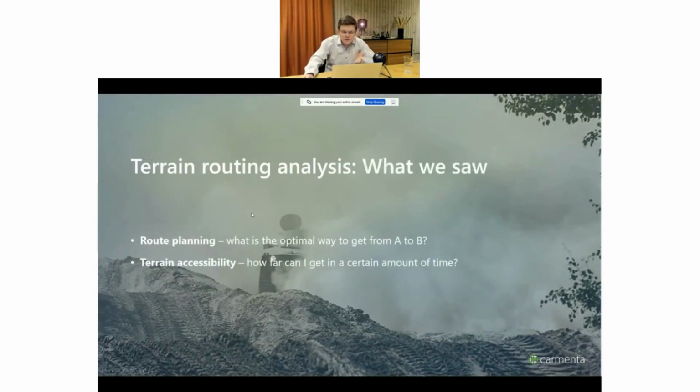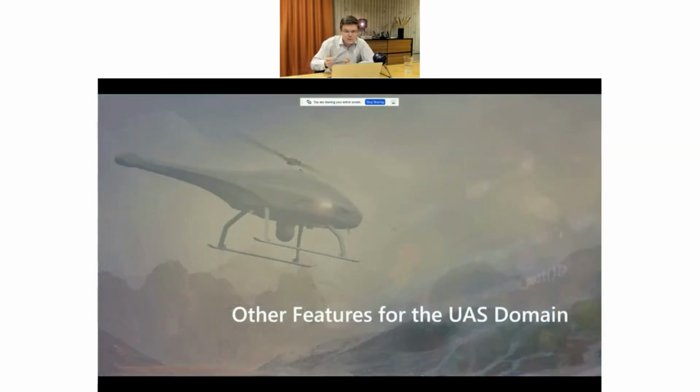So to summarize what you saw in this demo: you saw the route planning functionality, which essentially tells you what the optimal way to get from A to B is. And you also saw an example of the terrain accessibility. How far can you get in a certain amount of time based on a certain starting point? So two examples of geospatial analytics, and both of them are tied to the counter UAS use case. Of course, in our technology, we have a lot of other features which are used by customers in the UAS domain. We have a lot of different customers in this domain.